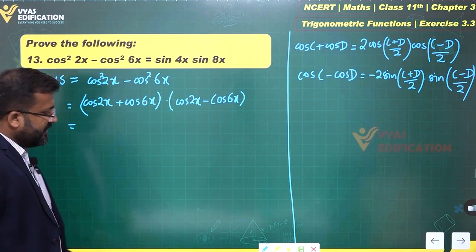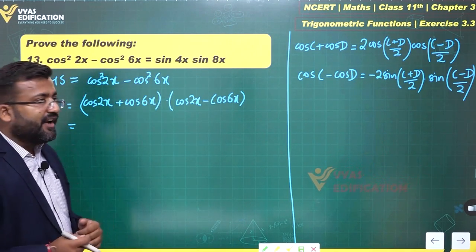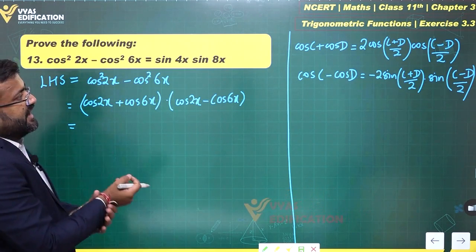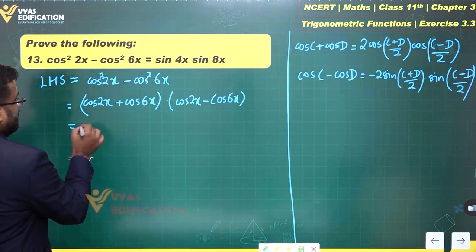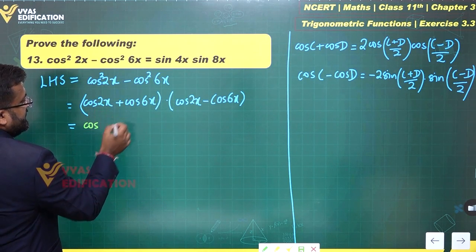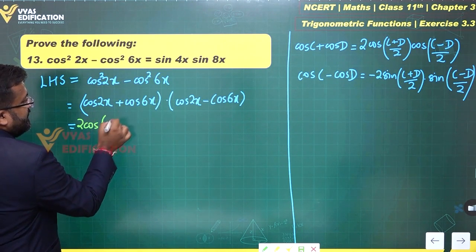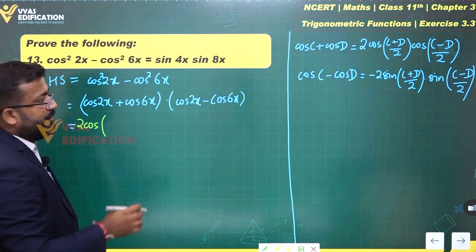Let's see. This will simplify to, this is cos C plus cos D, so 2 cos of C plus D by 2. This will convert to cos of C plus D by 2, that is 8x by 2.